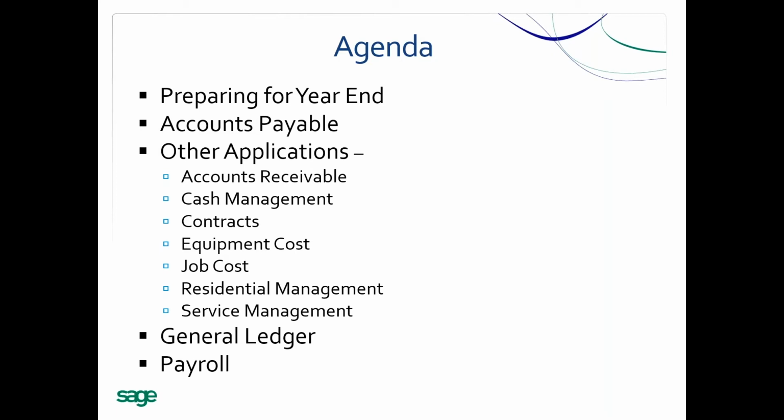The order that we're going to do this in, we're going to start with accounts payable, and then go through the other applications, and we're going to end with general ledger and then payroll lastly. So those of you that don't have the payroll module, you'll have the choice to hang with us through payroll, or you can go ahead and leave the meeting.